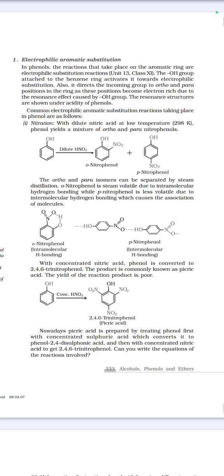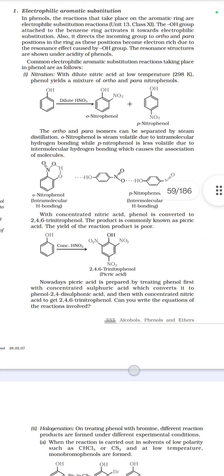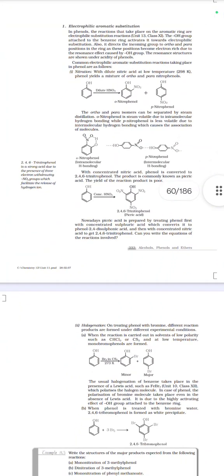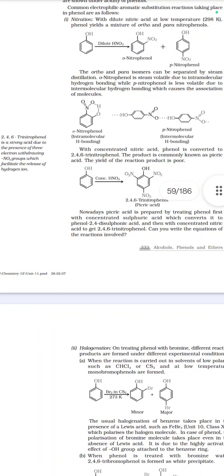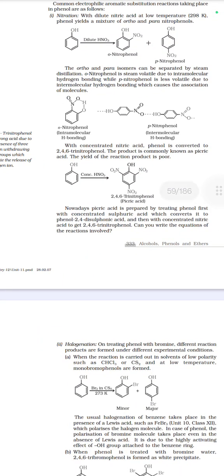Ortho-nitrophenol shows intramolecular hydrogen bonding, para-nitrophenol shows intermolecular hydrogen bonding. With concentrated acid, phenol is converted into 2,4,6-trinitrophenol. The product is commonly known as picric acid. The yield of the reaction product is poor.